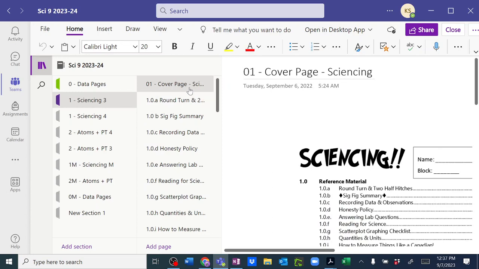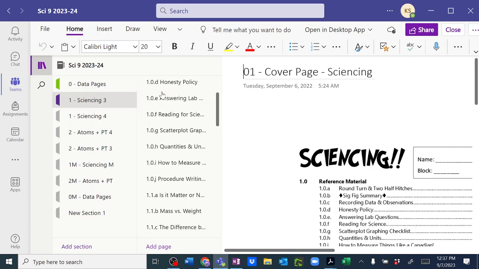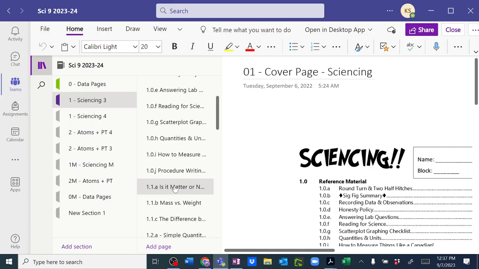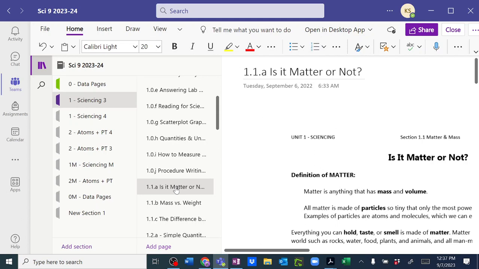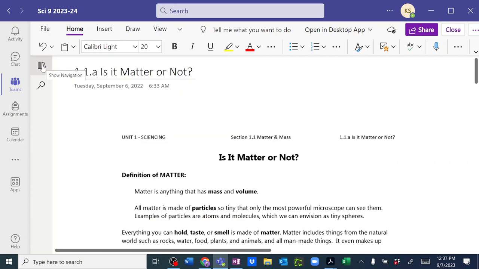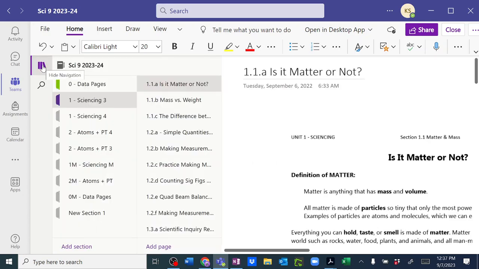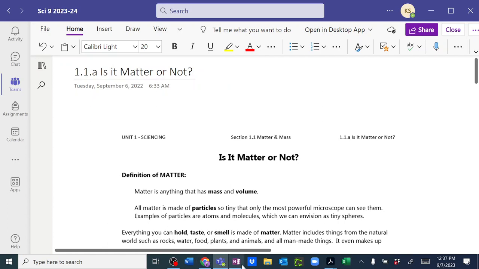There we are. And right now we are on the cover page, right? So you can see we have our cover page. So if you wanted to go to 1.1a, you could click on 1.1a. And then you're like, oh, I can't read it because it's halfway cut off. What do you think you could click to get rid of these menus over on the left-hand side? The little bookshelf. Okay, so you can open the bookshelf to find where things are, and you can close the bookshelf.